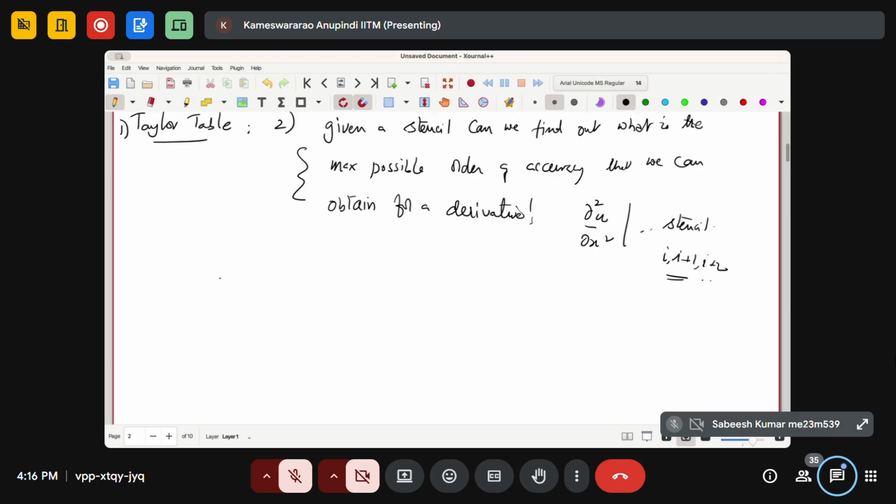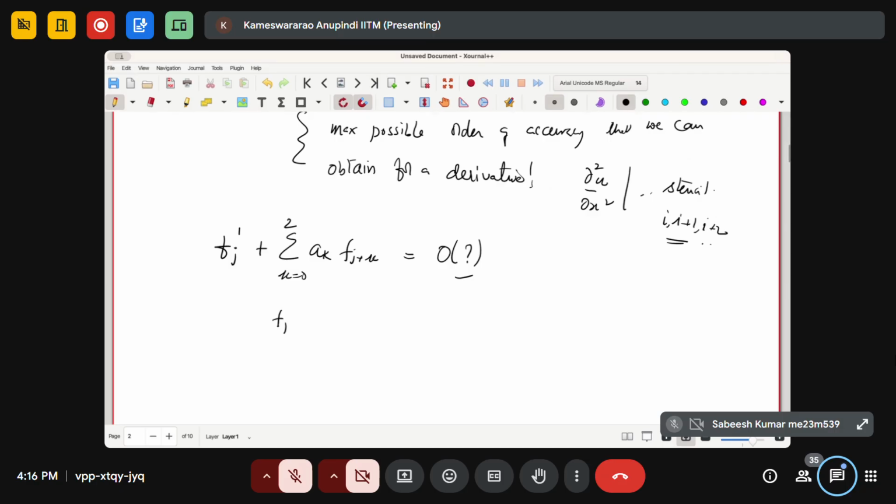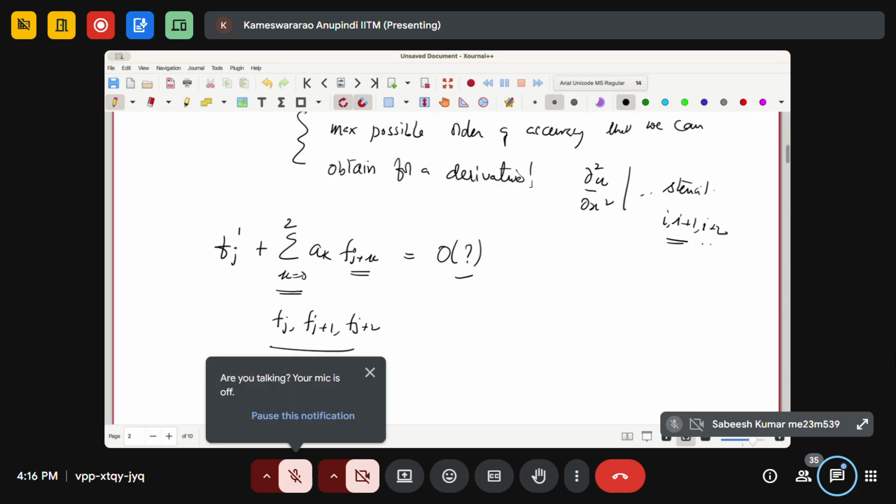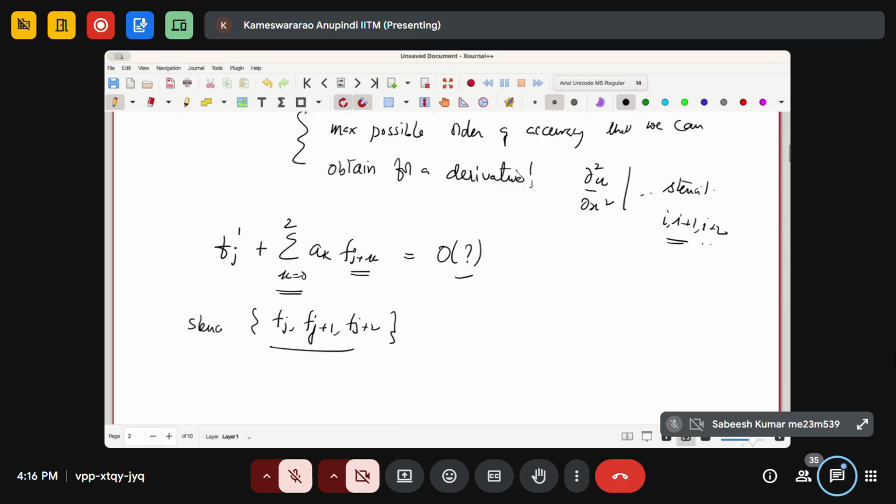So the question we are trying to ask is essentially, if I want to calculate, let us say, f_j prime plus sigma a_k f_{j+k}, where k goes from 0 to 2, equal to order of something, right? That means we want to make use of f_{j+1} and f_{j+2}. Sigma k equals 0 to 2, a_k f_{j+k}: k equals 0 is going to give you f_j, k equals 1 will be f_{j+1}, and k equals 2 will be f_{j+2}. So given this stencil, how can you find the first derivative of f at the point j?